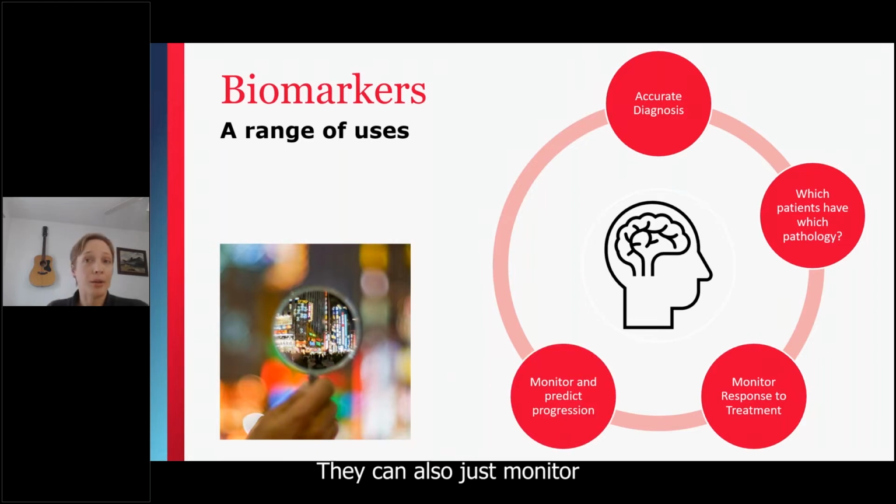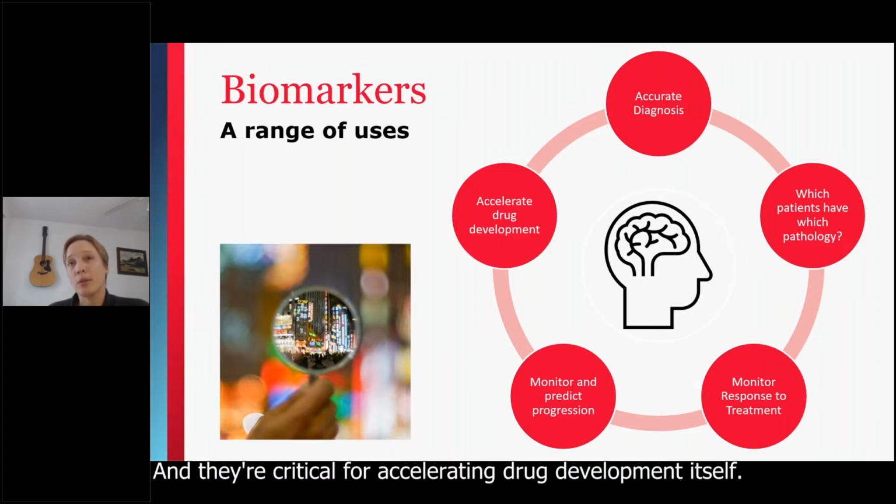They can also monitor and predict progression of disease so that doctors can better plan for what's going to be coming down the pike. And they're critical for accelerating drug development itself.